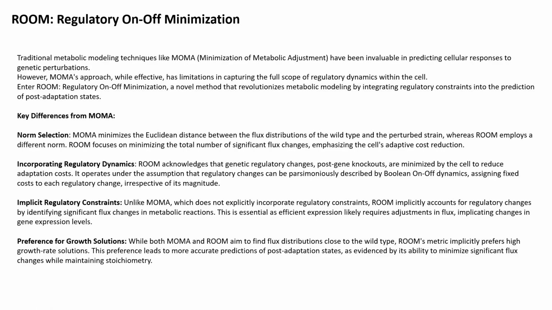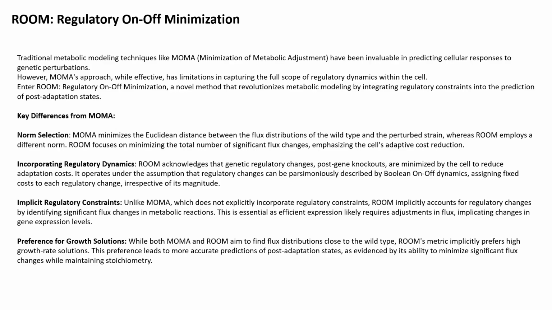And also, ROOM has a preference for growth solutions. While both MOMA and ROOM aim to find flux distributions close to the wild type, ROOM's metric implicitly prefers high growth rate solutions. So it will always try to maximize the growth rate. This preference leads to more accurate predictions of post-adaptation states, as evidenced by its ability to minimize significant flux changes while maintaining the situation. We'll look into the examples later in the next classes, so it will be more clear then.